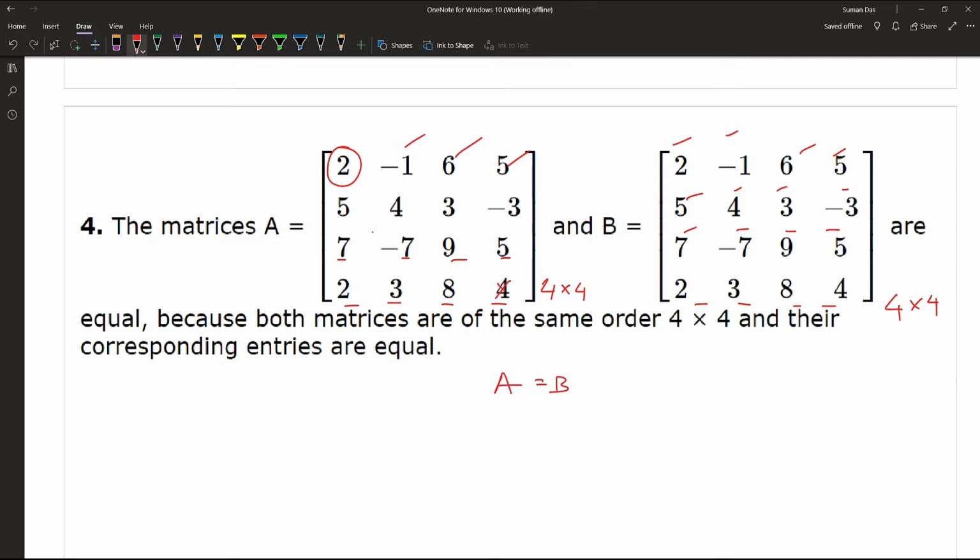Let's check: suppose that is not 4, suppose that is -4. If that is -4 and that is 4, only one element according to the corresponding value is wrong, then we may say A is not equal to B. But here that is 4 and that is 4 also, so we may say A equals B. Those are the examples of equal matrices.